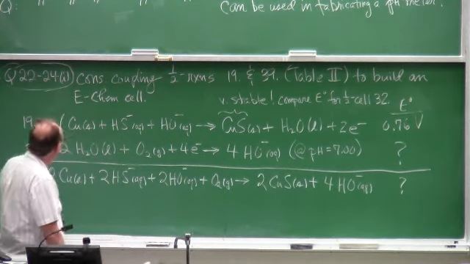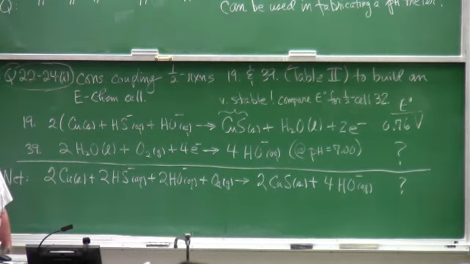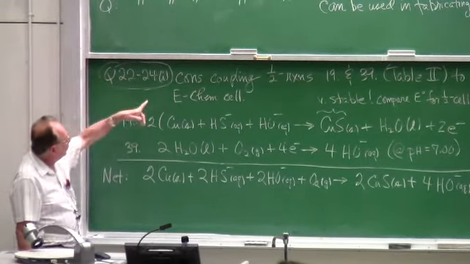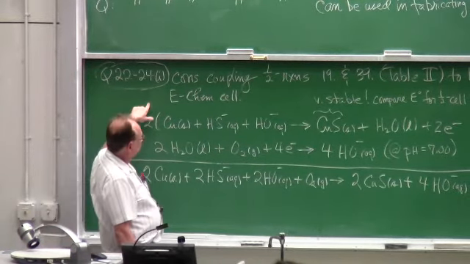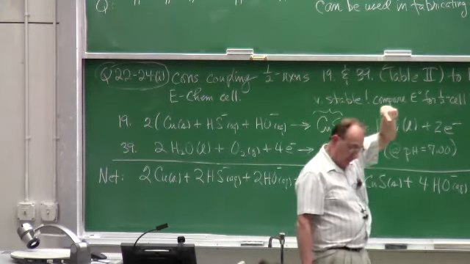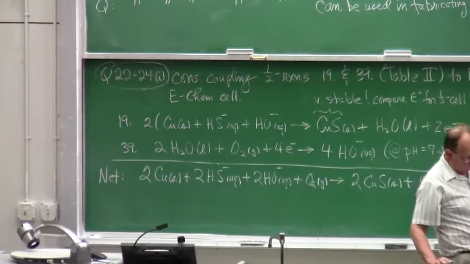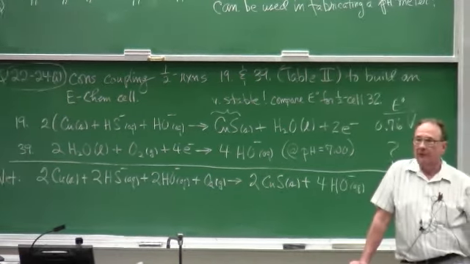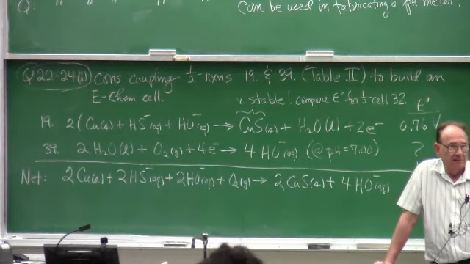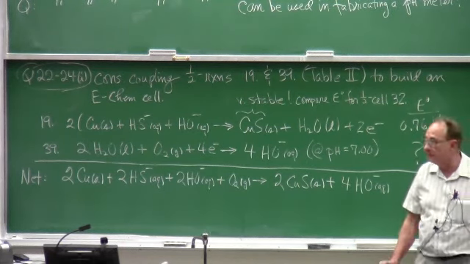Now, let's go forward with this Nernst equation consideration and look at question 22-24, part 1. Take a look at half reactions 19 and 39 in our table 2. We're going to couple these half reactions to make an electrochemical cell to give us usable electrical energy.